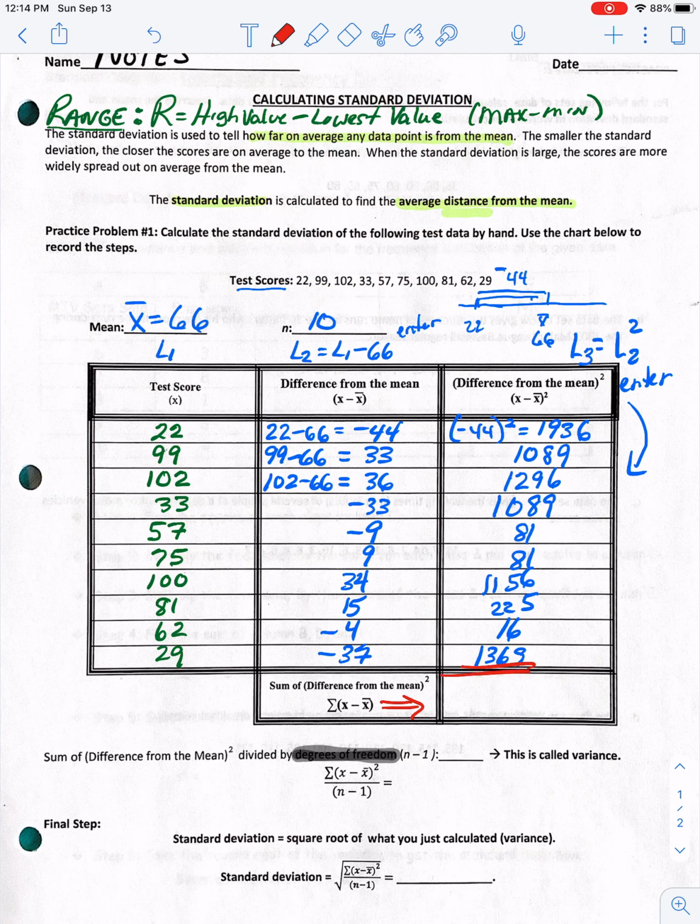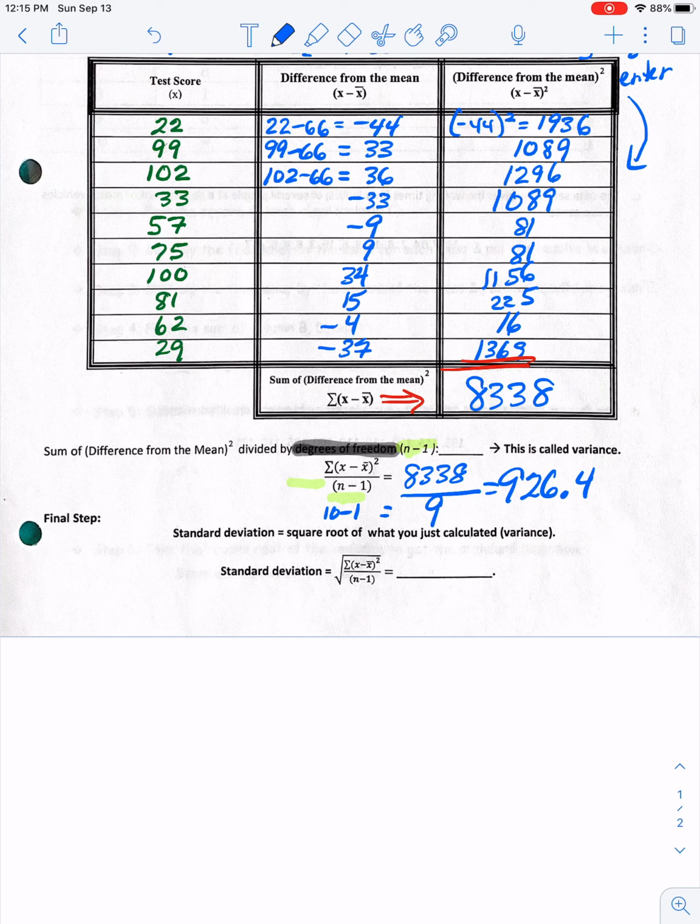When I went down through there and totaled that up, I came up with 8,338. The next step in our calculation is to take that sum, 8,338, and divide by n minus 1. So divide by 9, because 10 minus 1 is 9. And you get 926.4. That value is also part of our calculation.